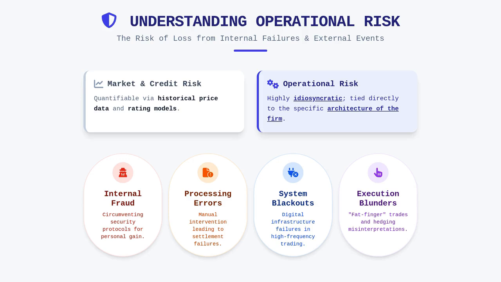high-frequency execution. Execution blunders, such as fat finger trades or misinterpretation of complex hedging instructions, can spiral into massive losses before internal monitors even detect the discrepancy. Assessing these risks requires a shift in perspective from probabilistic market models to the rigorous examination of process integrity and failure points.